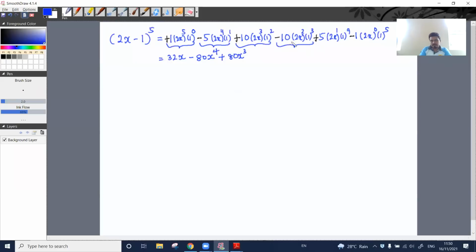This one, 2 to the power 2 means 4. 4 into 10, 40. So it is minus 40x squared. This one, 2 into 5, 10. So it is 10x. So here it should be 32x to the power 5. And the last one, minus 1 into 1 should be minus 1. So this should be the final answer.